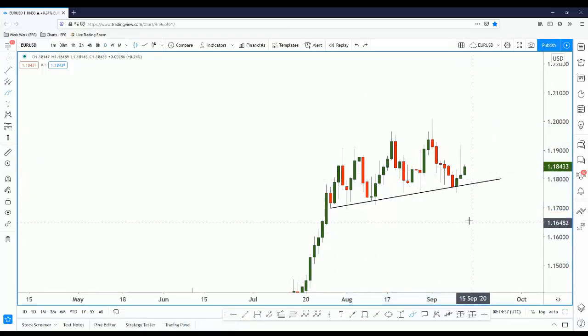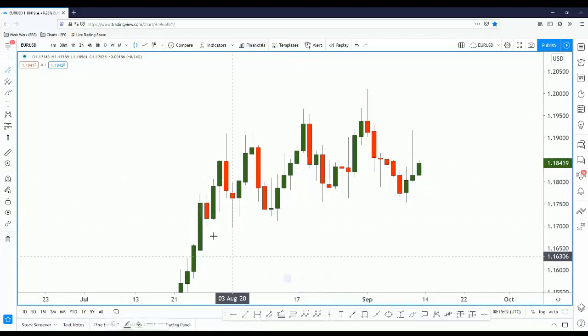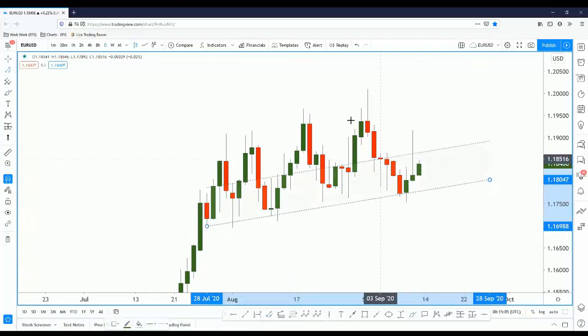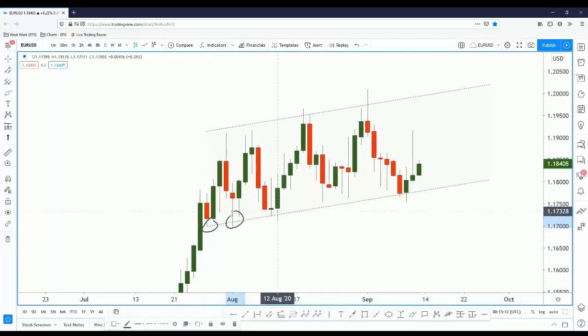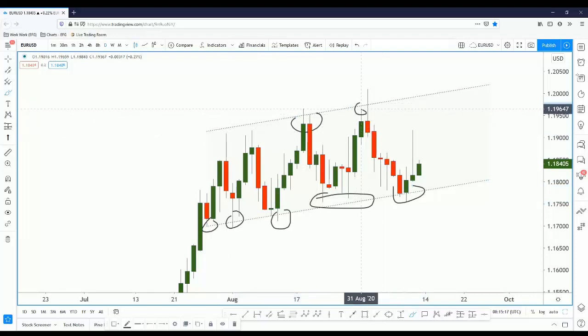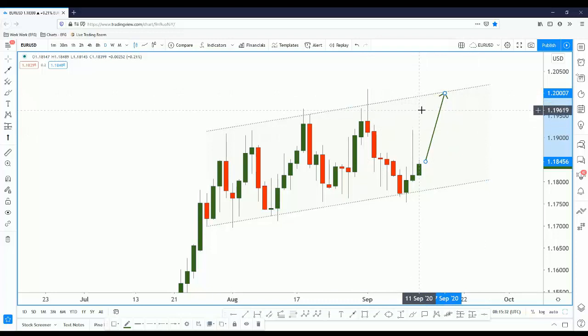At the same time, if we draw a channel, we can see that price really is within a channel. It tested the bottom once, twice, three times, came close here four times, tested the top once and twice, and came close here as well. So having bounced off the channel support, we can then expect price to at least go all the way up to the graphical swing high or even the channel resistance.